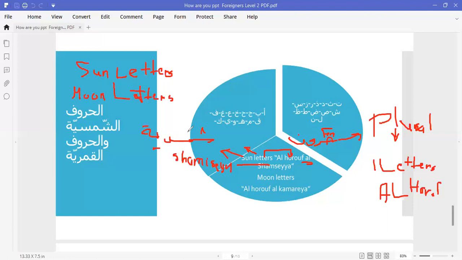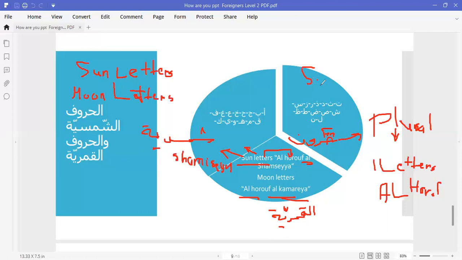What about moon letters? Letters, we know it's al-huruf. Moon is al-qamar. Moon in general is qamar. You are specifying here, you say al-qamar. Okay, the same meaning, letters is feminine, so moon becomes also feminine, al-qamariya. Okay, al-qamariya. You add ya and then ta marbuta. Okay, al-huruf al-qamariya. What are the moon letters and what are the sun letters? Let's see what the sun letters are.